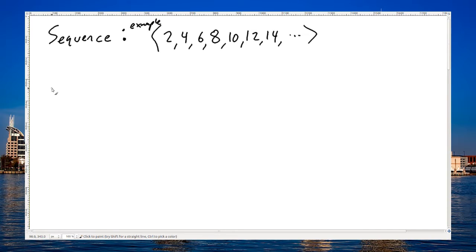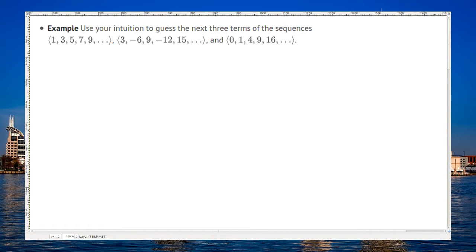So just as an example, we could do this problem right here. We'll have to use our intuition because there's not a unique answer here, but there's some obvious choices for what we should pick for this problem. We're going to use our intuition to guess the next three terms of each of these sequences.